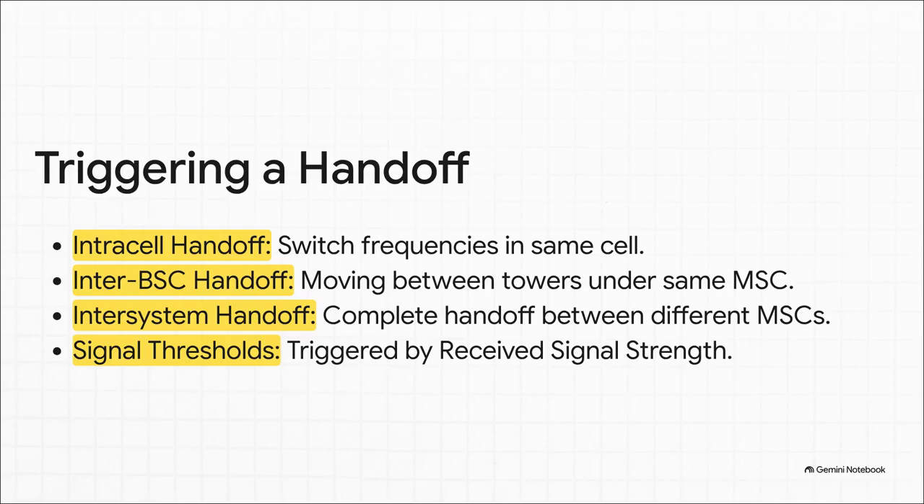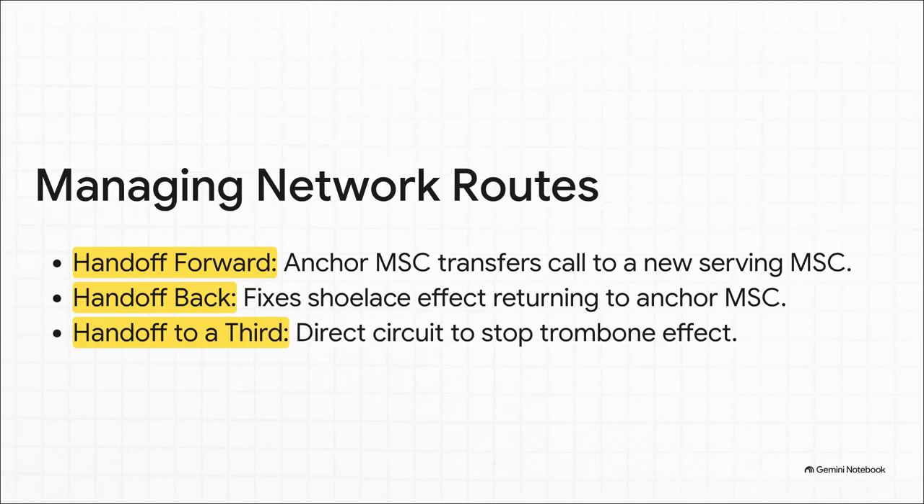If you're just moving around a large building, you might have an intra-cell handoff, simply switching frequencies on the exact same tower. Drive down the street and you trigger an inter-BSC handoff, moving to a new tower, but still under the same local MSC database. But if you drive across the state, you trigger an inter-system handoff, where your call is literally passed mid-sentence from one MSC database to an entirely different one, completely seamlessly. No pressure, right? This requires some incredibly advanced logic to make cross-country trips work without dropping calls.